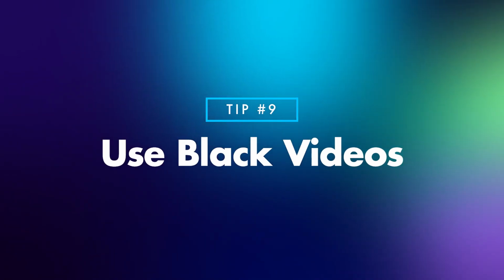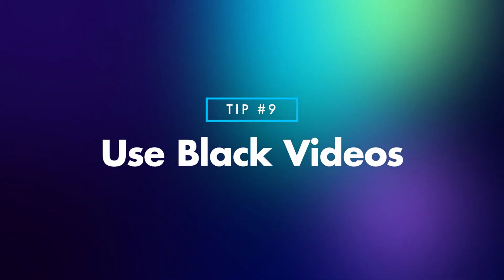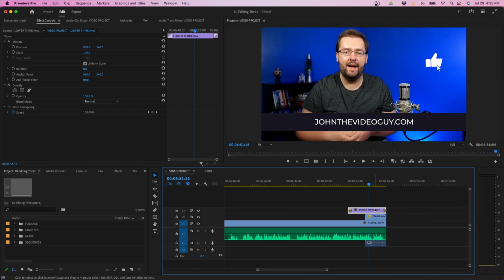Now, to be honest, this next one I use a lot. I'm not sure how many other people would use this, but I find this pretty interesting. Say if you have a bunch of clips at the end of your sequence and you want to fade everything out, instead of trying to fade out all the clips, you can use what's called a black video.